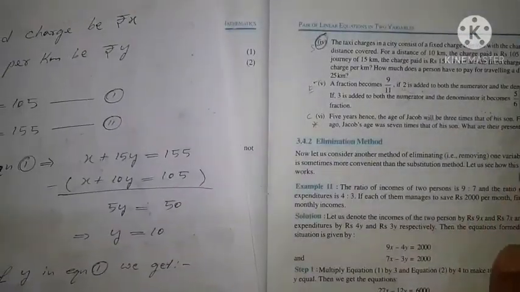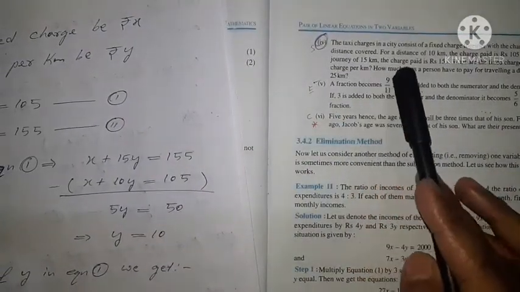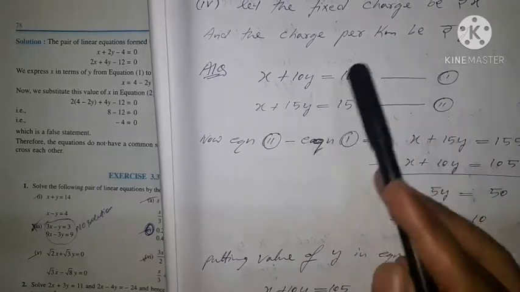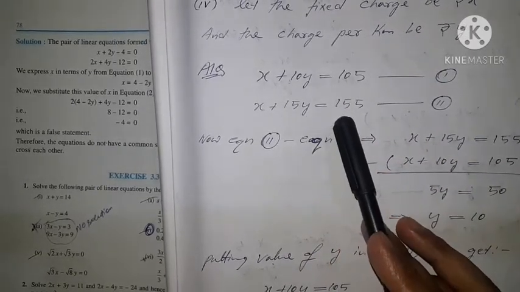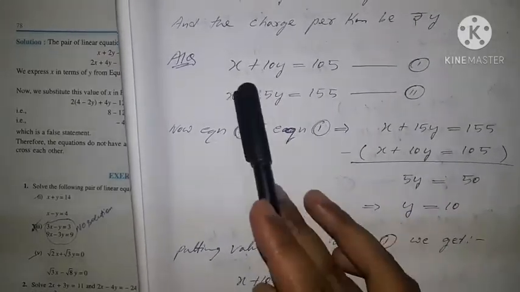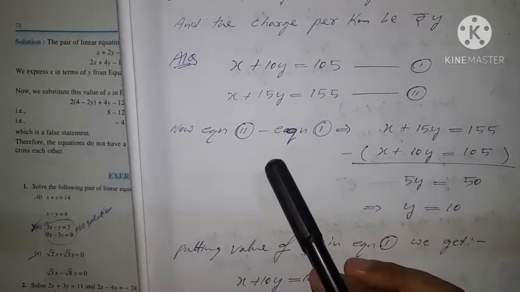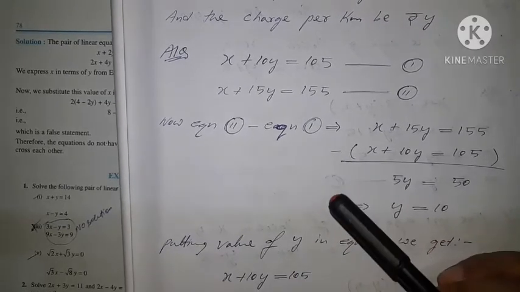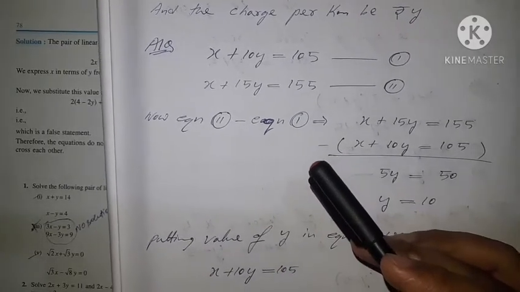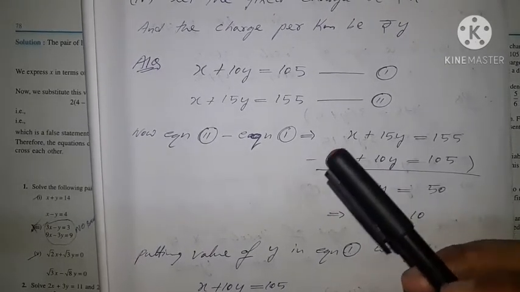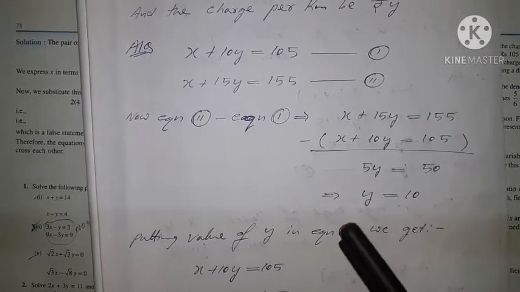Again in the second condition, for a journey of 15 km, the charge paid is rupees 155. Therefore X, the fixed charge, plus 15Y equals 155. So this is equation 1 and this is equation 2. These are very simple equations, so if we follow the elimination method, it will be easy to find the answer. Unless it is clearly mentioned in the exam, you can follow any one of the methods. So let us follow the elimination method in this case.